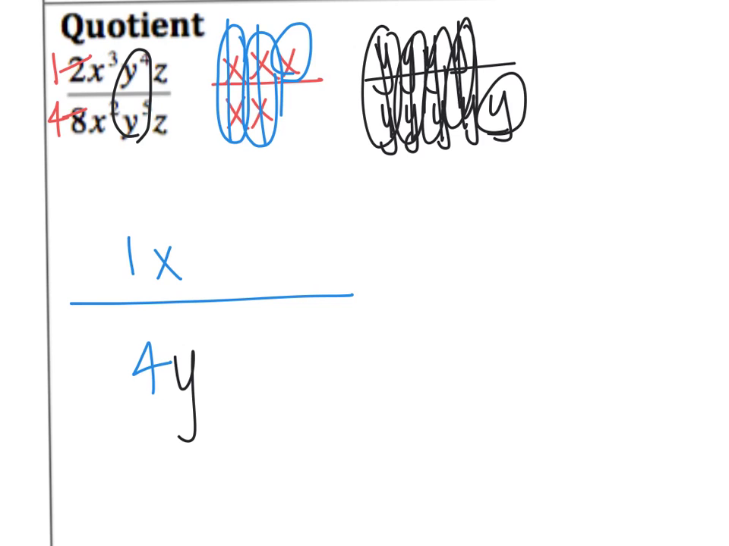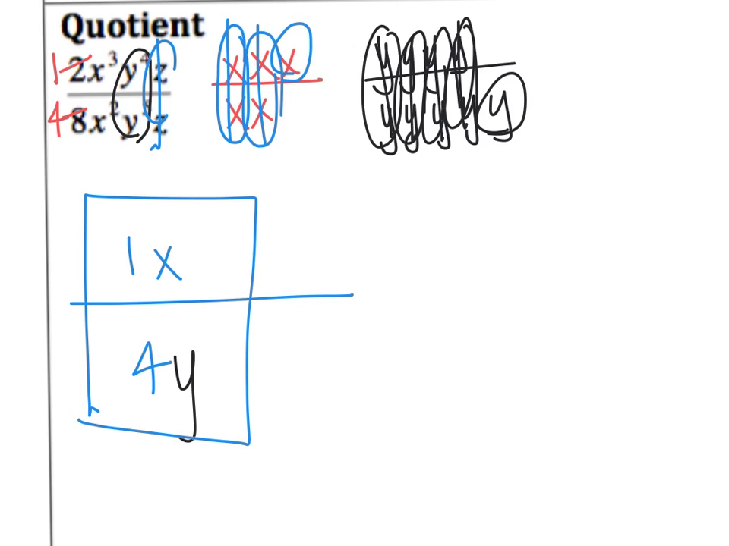Now with the z's, you got z over z, and that cancels. So you have nothing left with z's. You don't even need to put a 1 anywhere because you have placeholders in both top and bottom of those fractions.